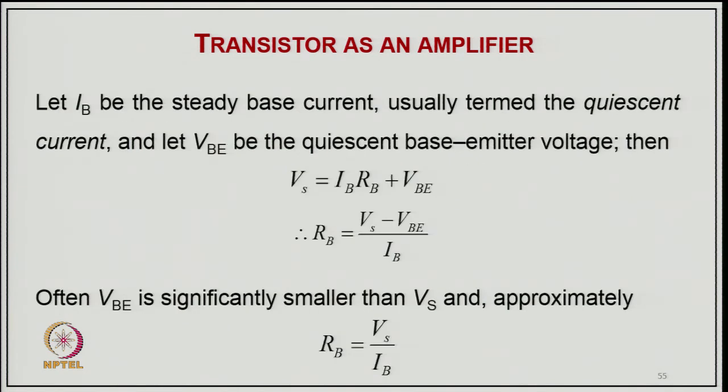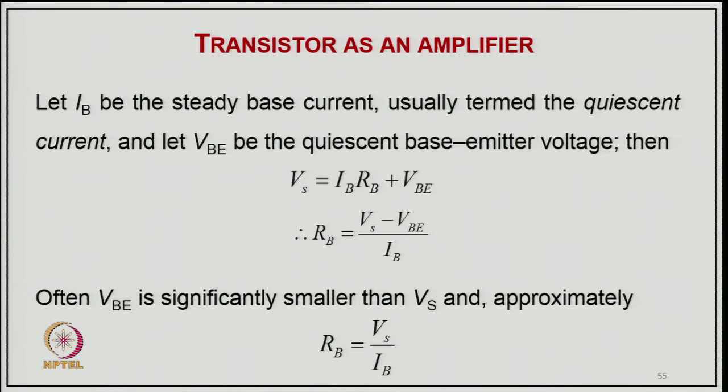So, let IB be the steady base current, usually termed the quiescent current, and let VBE be the quiescent base-emitter voltage. Then the supply voltage Vs will be IB RB plus VBE, from where we can get RB equal to (Vs minus VBE) divided by IB. Since VBE is smaller than Vs, approximately RB will be Vs upon IB, because that is the bias resistance from the supply voltage towards the base junction, where the input signal is applied.